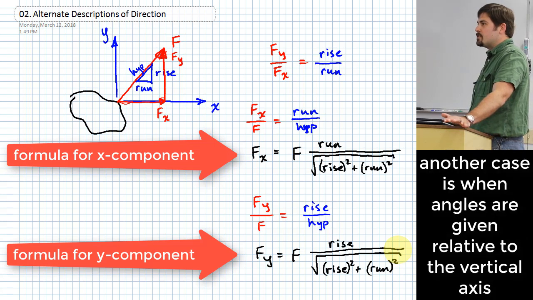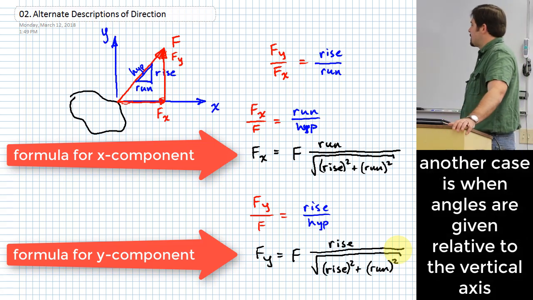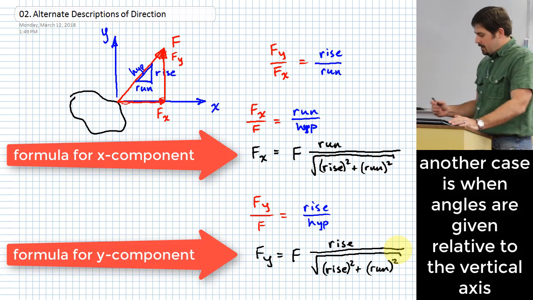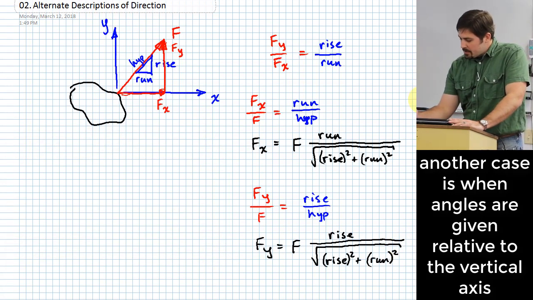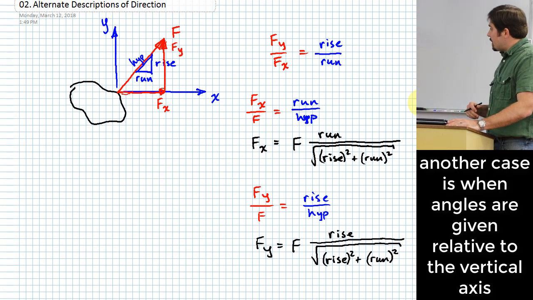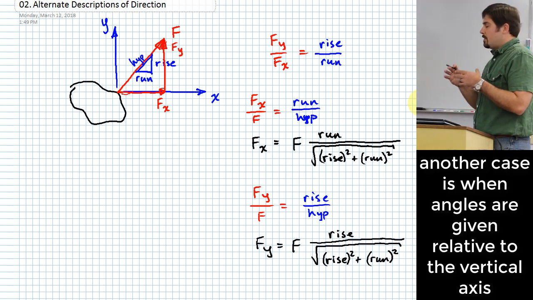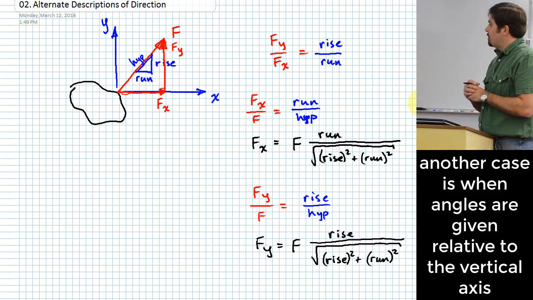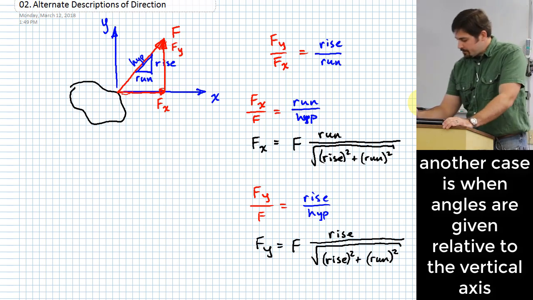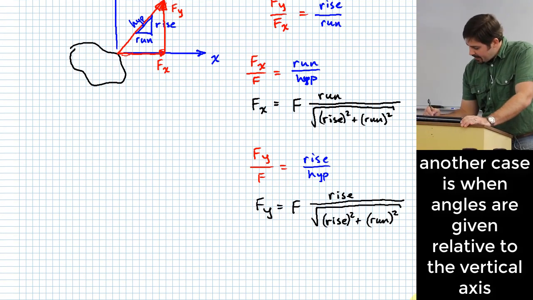Awesome. Now let's do the other one that might be a little bit confusing. The other one is you are not always going to get angles that are measured relative to the x direction. Sometimes you might get angles that are measured relative to something else, for instance, the y direction. So let's look at a case like that.